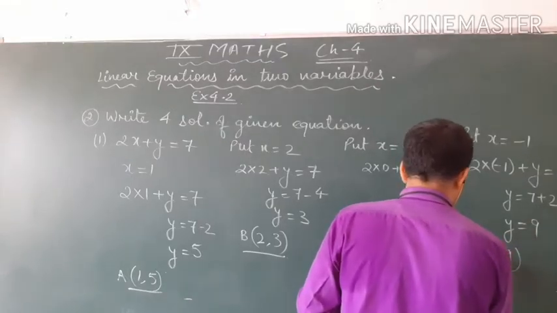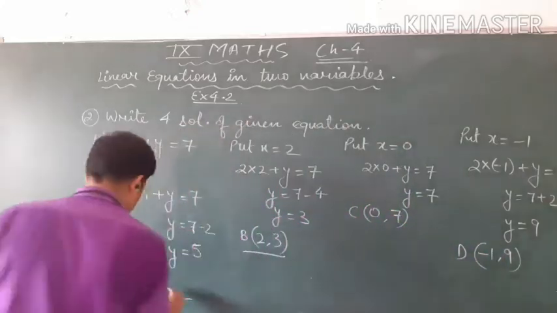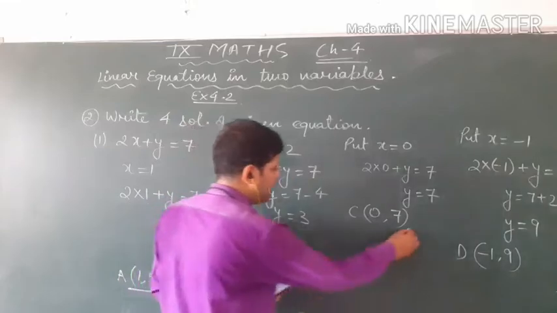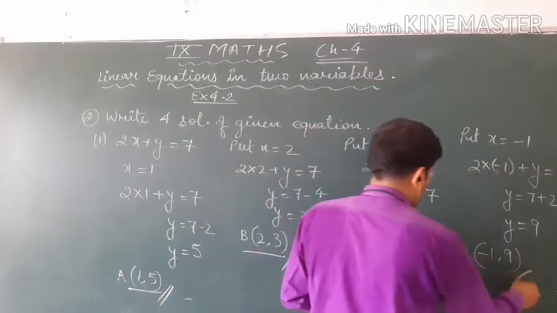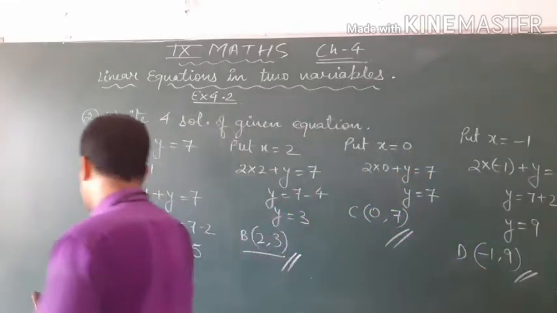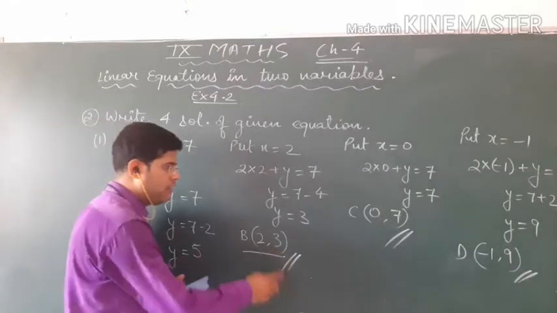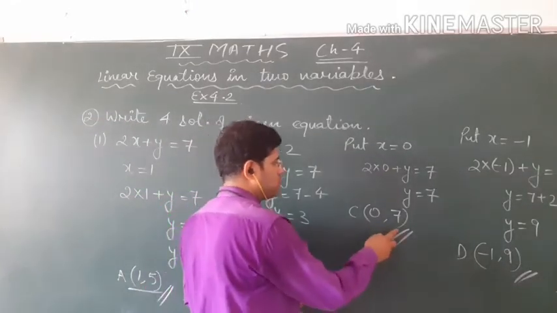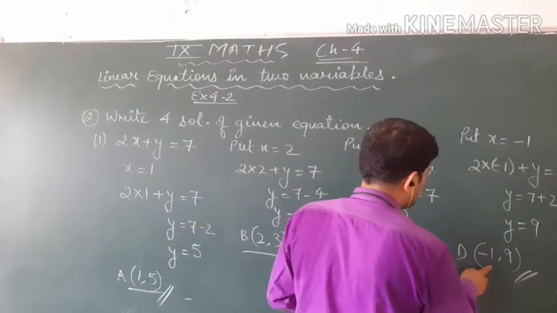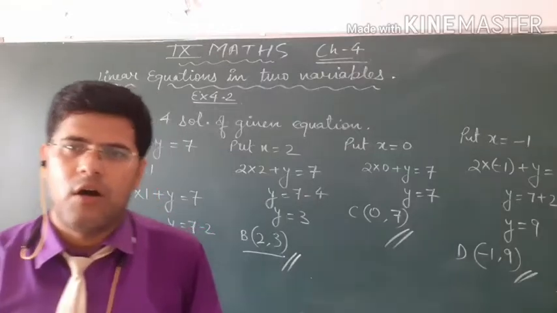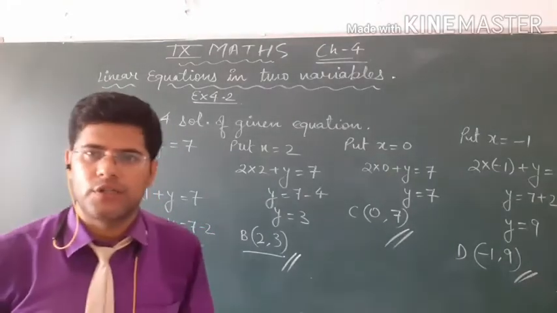So we have 4 solutions. The first one (1, 5). Second one (2, 3), third one (0, 7), and the fourth one (-1, 9). Or we can say that here x equal to 1, then y equal to 5, here x equal to 2, then y equal to 3, here x equal to 0, then y equal to 7, here x equal to -1, and y equal to 9. So by these methods you can find the solution of any equation.